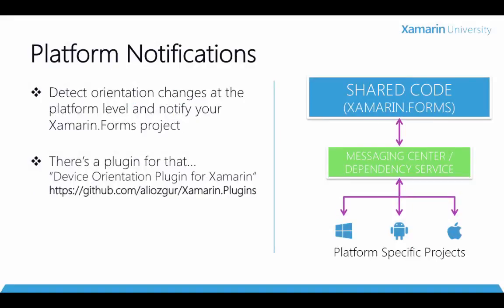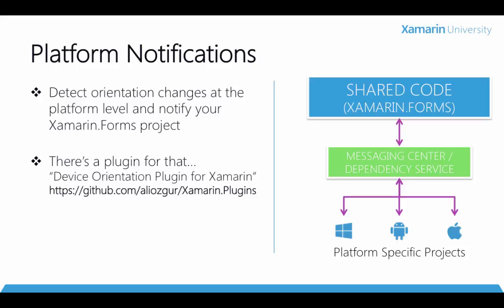Another common approach to detect orientation changes is to have some code at the platform level notify your Xamarin.Forms shared project, most likely through the messaging center or through the Xamarin.Forms dependency service. You can write this yourself, or there's actually a Xamarin.Forms plugin that's already available as a NuGet package which you can use to go and do all the work for you. The source code for that's available on GitHub, so you can always pull it apart and have a look at how it's implemented. But basically it bubbles orientation changes from the platform-specific projects via the messaging center, so you can actually be notified of orientation changes in your shared code.